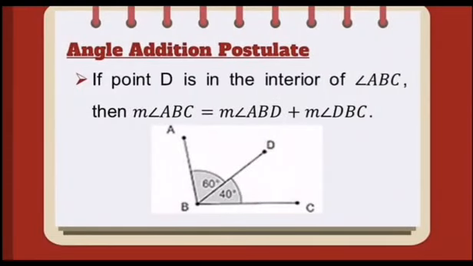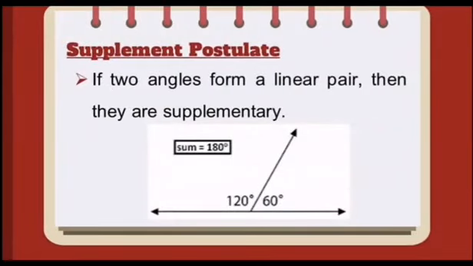Angle addition postulate: if point D is in the interior of angle ABC, then the measure of angle ABC is equal to the sum of the measures of angle ABD and angle DBC. Supplement postulate: if 2 angles form a linear pair, then they are supplementary. When we say supplementary, the sum of the measures of the angles is 180 degrees.